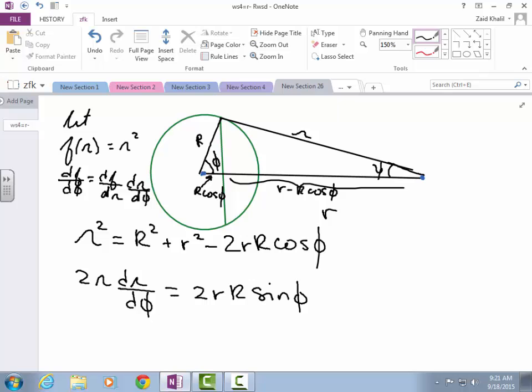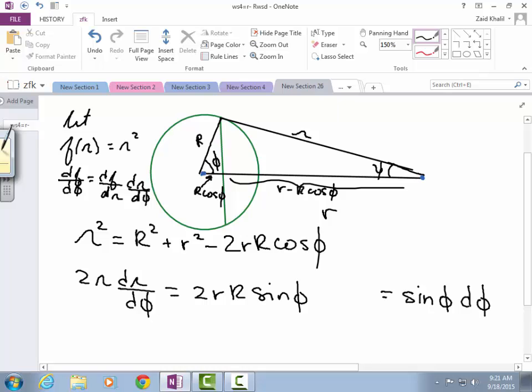What can we do? I can rearrange this, and I have that sine phi d phi is equal to R, script R over R, big R. Wait, script R, dR. Sorry. Notice what happens to the twos? They cancel out. And so then sine phi d phi is equal to script R, dR, over little r, big R.